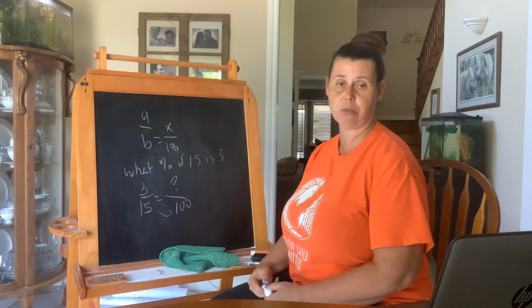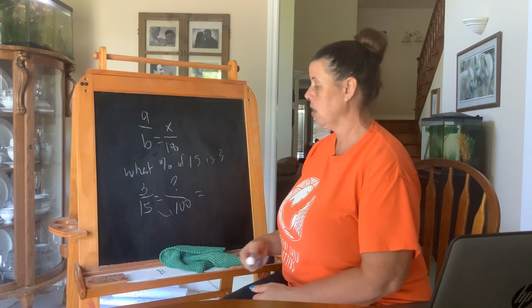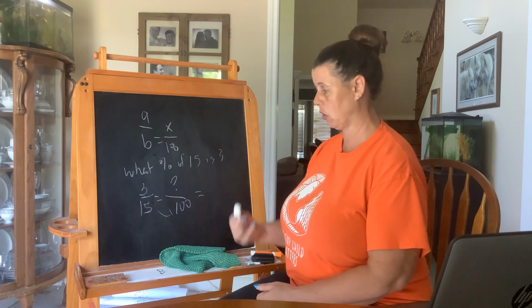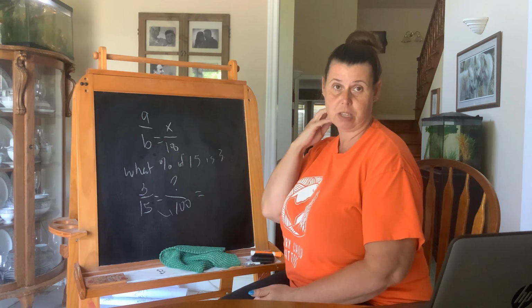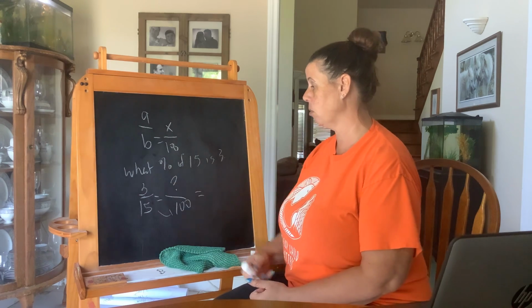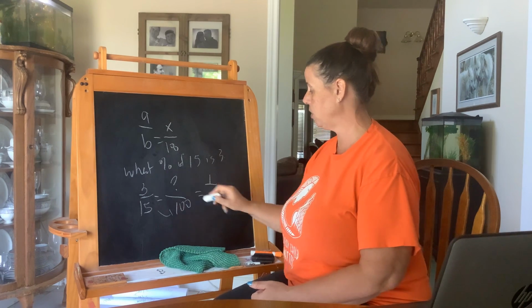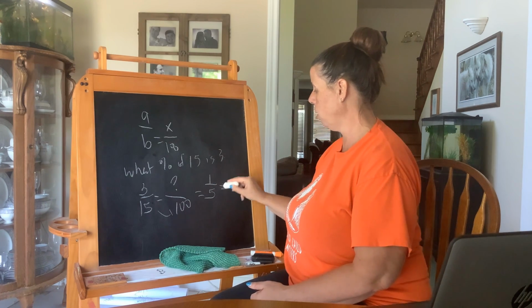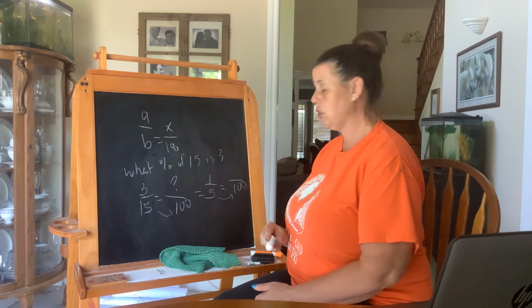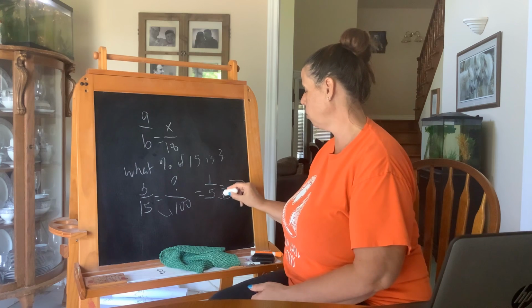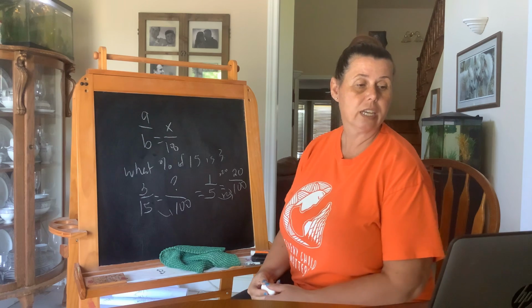I can't get from 15 to 100, so I have to rewrite this in lowest terms. When we're rewriting things in lowest terms, the first question you ask yourself is, does the top number go into the bottom number? That's going to be lowest terms if it does. 3 does go into 15, so we're going to divide them both by 3. 3 divided by 3 is 1. 15 divided by 3 is 5. So 1/5 equals something over 100. Can I get from 5 to 100? Yep. Times 20. Times 20 on the top. 20 over 100.